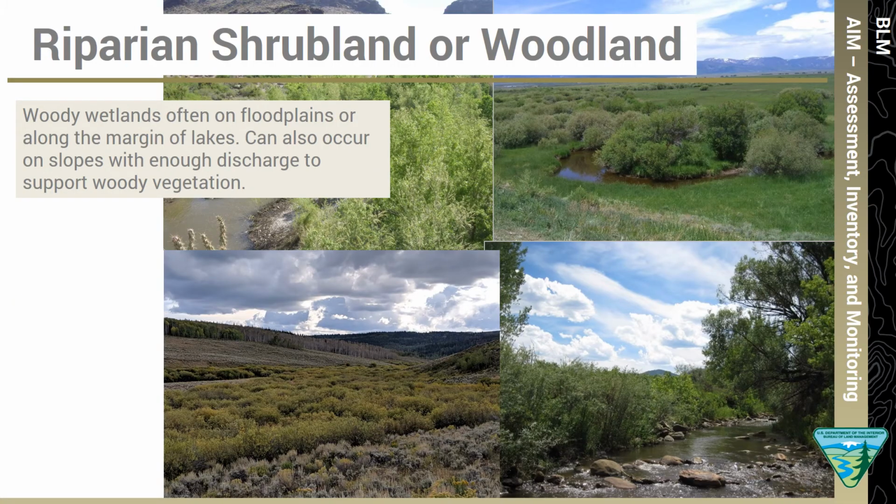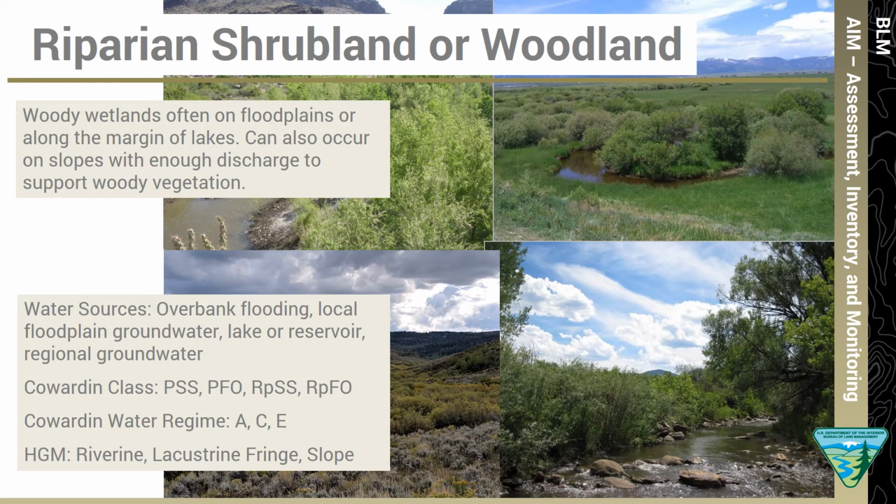Riparian shrublands, woodlands, and forests are woody wetlands or even drier riparian areas. They often occur on floodplains, but can also be on the margins of lakes. They can even occur on slopes that have enough discharge to support woody vegetation. They can be true wetlands with hydric soils, or they can be drier, non-wetland riparian areas. Water sources include overbank flooding and local floodplain groundwater, lakes or reservoirs, and regional groundwater.